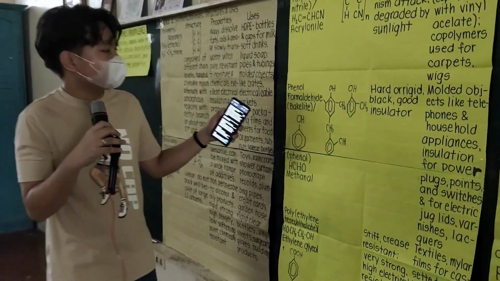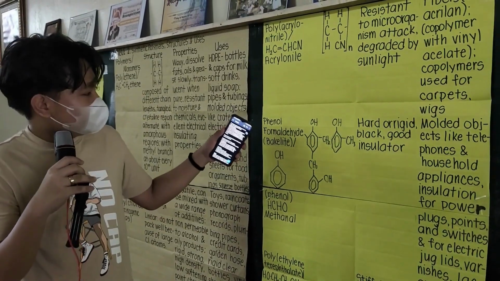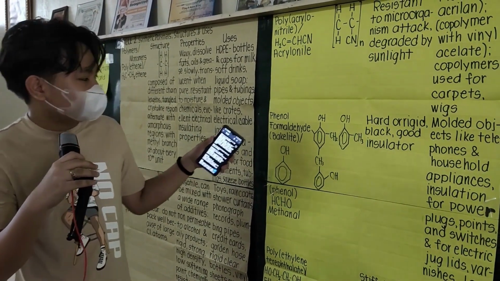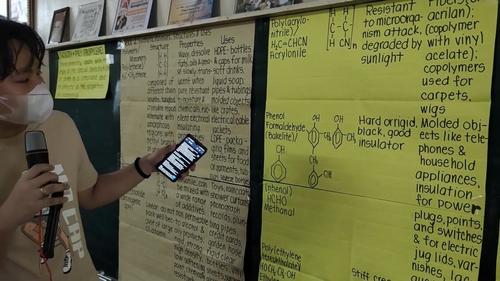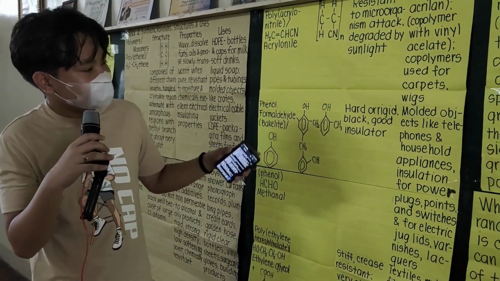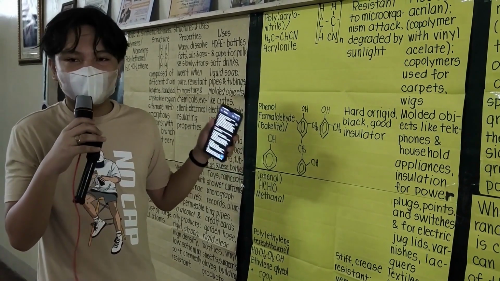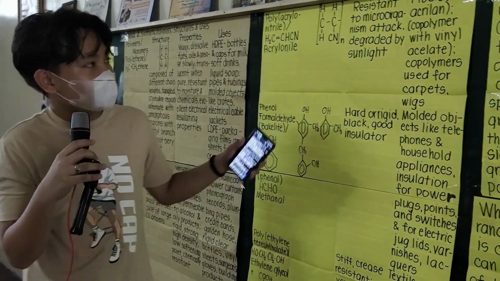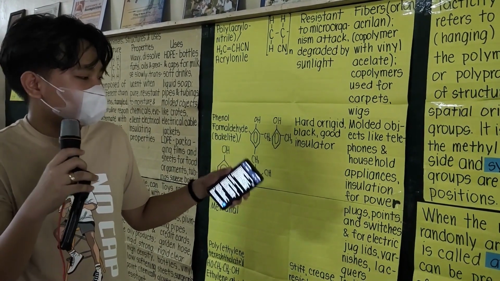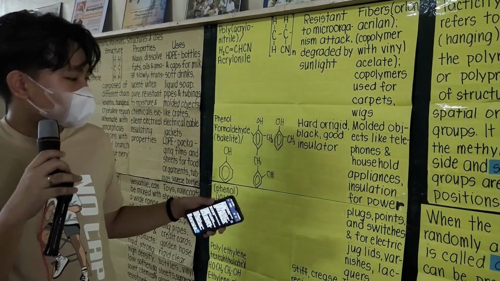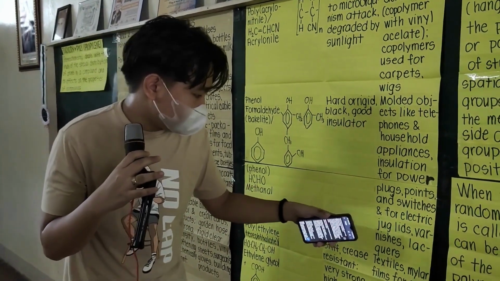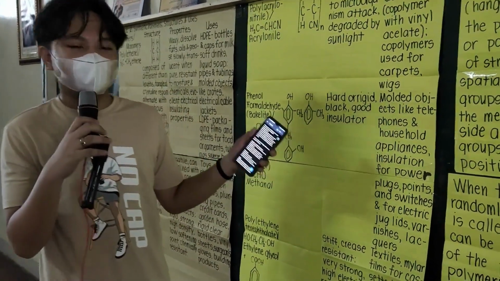Here we have our fourth, second to last polymer that we're going to talk about, phenol formaldehyde, otherwise known as Bakelite. Here we can see its structure. It is hard or rigid, black, and a good insulator. Its uses are for molded objects like telephones and household appliances, insulation for power plugs, points, and switches, and for electric jug lids, varnishes, and lacquers.